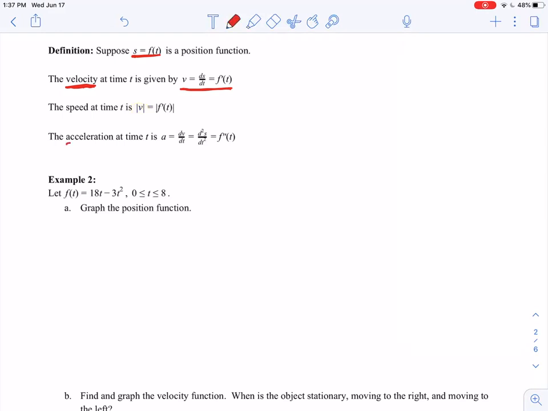If I want to talk about acceleration, it is the rate of change of velocity, so the derivative of velocity. Well, that's just the derivative of the derivative, so it's the second derivative of your position function. So d squared s over dt squared, or f double prime of t. So anytime we want to talk about acceleration, we're really going to be using the second derivative of our position function.